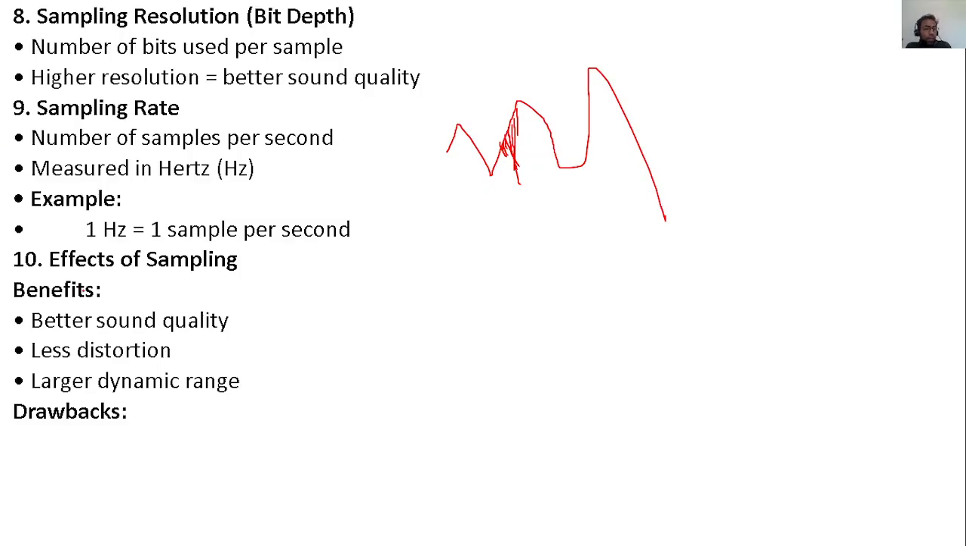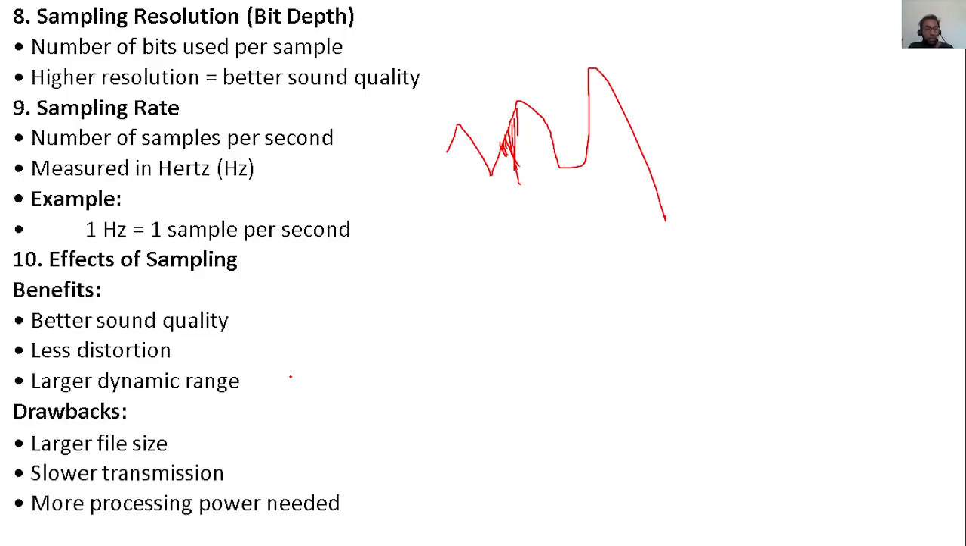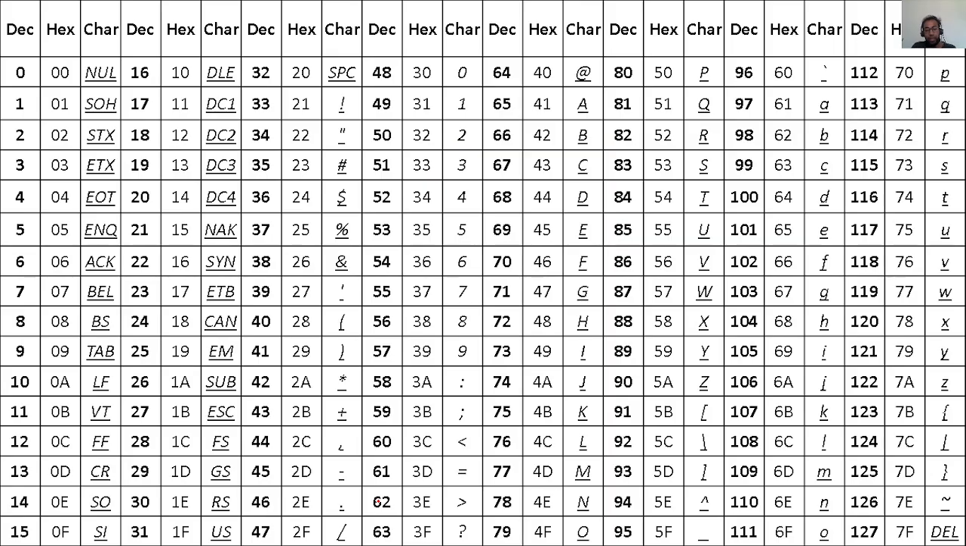And then we have other effects of sampling: better sound quality, less distortion, and larger dynamic range. If we do have a better sampling rate, then of course we'll have better quality, less distortion, and larger dynamic range. Then there are drawbacks, because it will have a larger file size and slower data transmission, definitely, because the data is large, so transmission will be slower and more processing power will be needed.